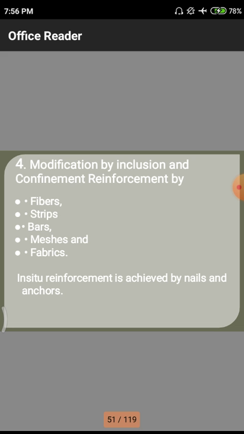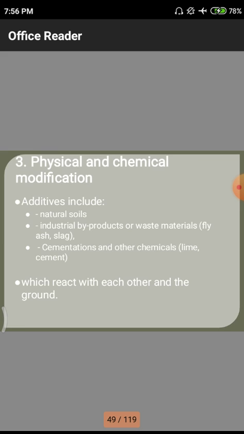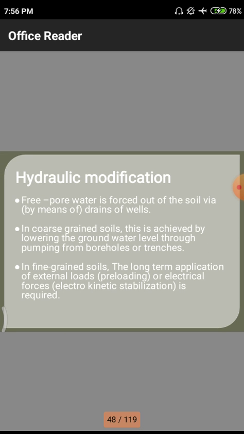After that, we have physical and chemical modifications, and we are also seeing hydraulic modification of soils. Particularly in this hydraulic modification of soil, we mainly focus on dewatering of a particular area. In some cases, before we construct on a particular site, we have to face some amount of water which will be stagnant on the site, so that it will cause some obstruction when we go to construction.